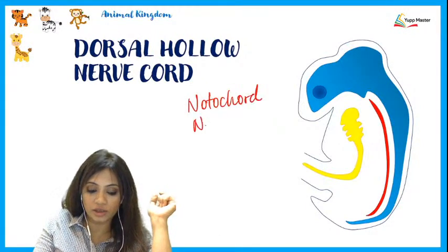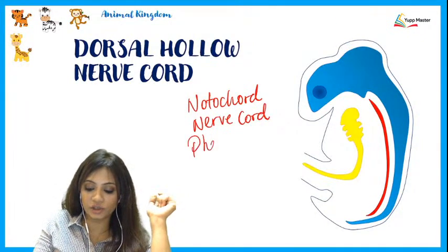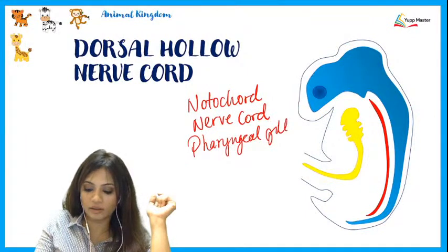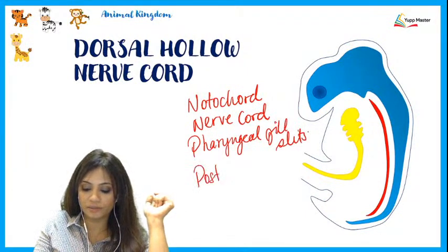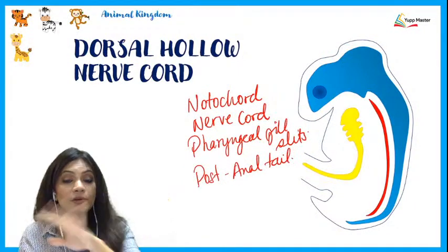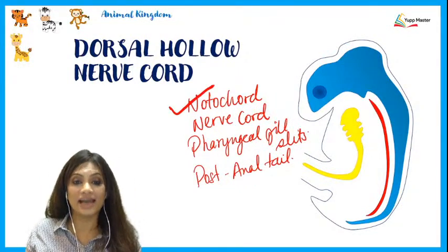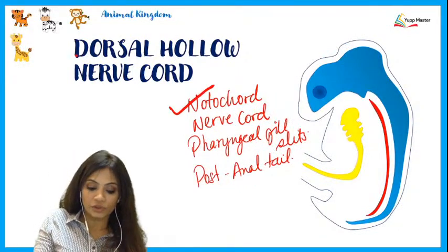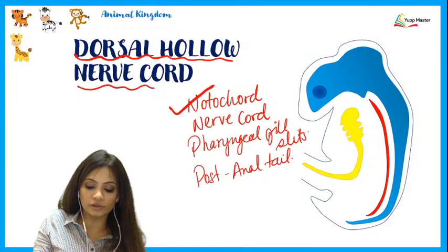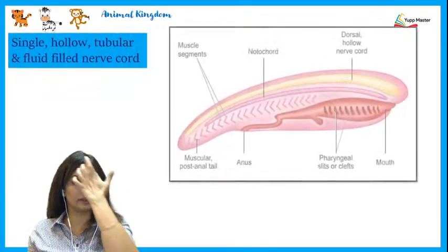Second feature was the nerve cord. Third feature is pharyngeal gill slits, and the fourth feature is the postanal tail. Remember the four salient features, out of which we have done the notochord. Now we are moving on towards the dorsal hollow nerve cord. Alright, so let's begin with this.